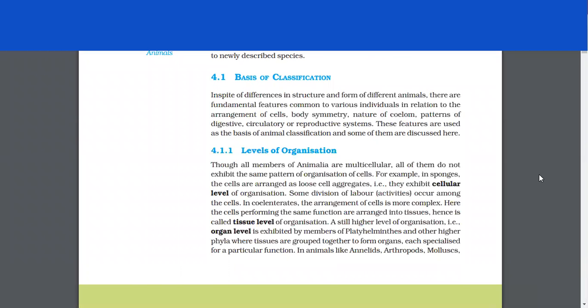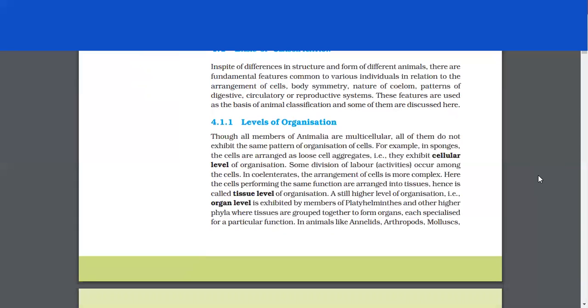Levels of organization. Though all members of Animalia are multicellular, all of them do not exhibit the same pattern of organization of cells. For example, in sponges, the cells are arranged as loose cell aggregates, that is, they exhibit cellular level of organization. Some division of labor occurs among the cells. In coelenterates, the arrangement of cells is more complex. Here, the cells performing the same function are arranged into tissues, hence it is called tissue level of organization.